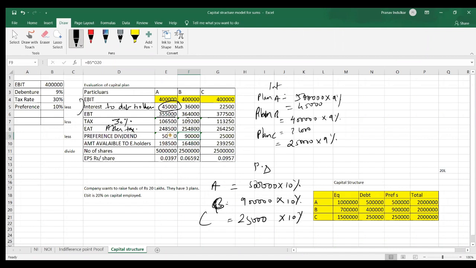So finally, what are you getting? Amount available to equity holders. Is that clear? Now, did I give you any number of shares? No. नहीं दिया था मैंने, नंबर ऑफ शेयर्स नहीं दिया था मैंने. क्या दिया था मैंने? सिर्फ कैपिटल दिया इक्विटी का.